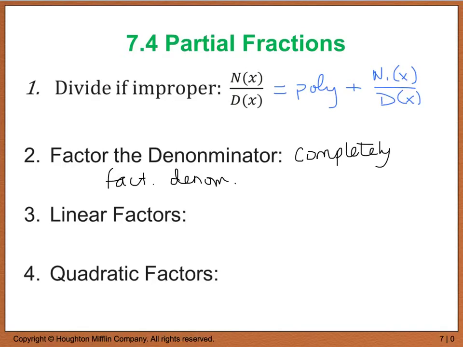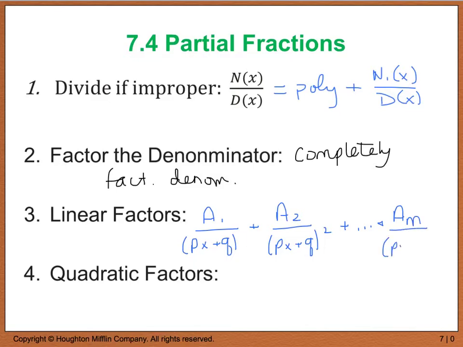For each linear factor that we encounter, we're going to have something of the form a sub 1 divided by that linear factor, or px plus q, and we're going to add it to a sub 2 divided by px plus q squared, plus, and we're going to continue to do this until we reach the repeated factor, or the degree of the repeated factor. So then I'm going to put a sub m divided by px plus q to the mth power.